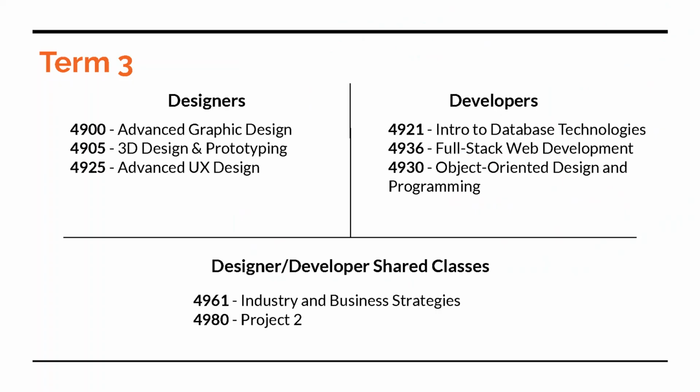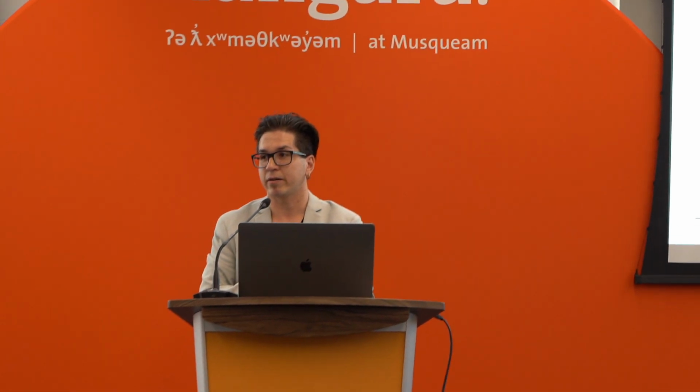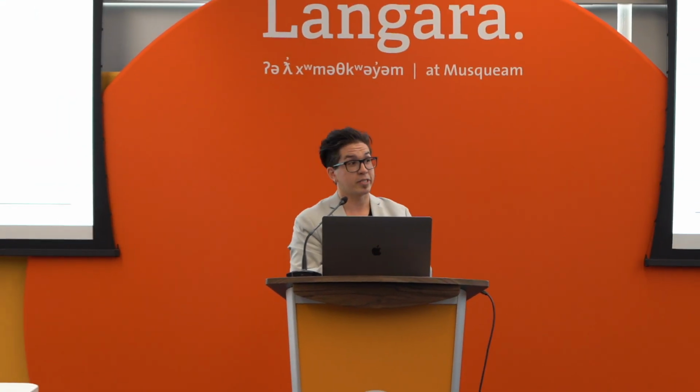So a little bit again of background on the program. This is just the term 3 highlight, though. There's terms 1, 2, and 4, of course. But in term 3, you can see that our students have divided a little bit. Our designers are taking more of their own design classes, developers are taking more of their development classes, and then they come together in 2 classes only. So there's not actually a lot of time they are working together, and that is part of the challenge.